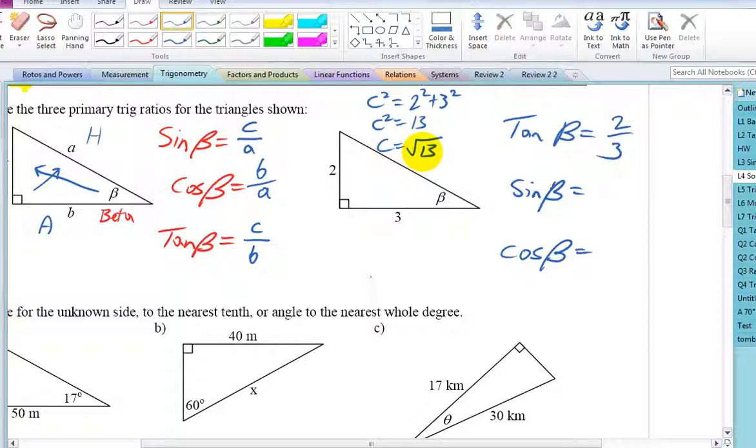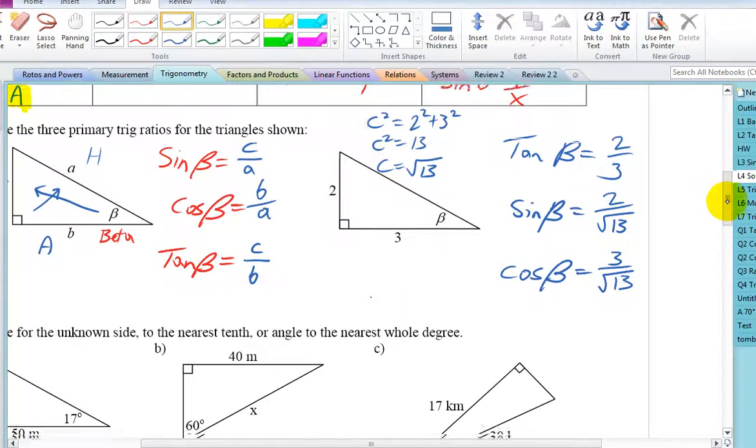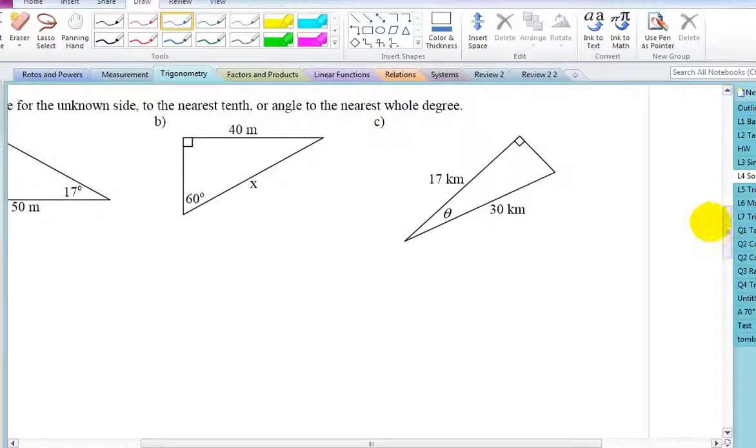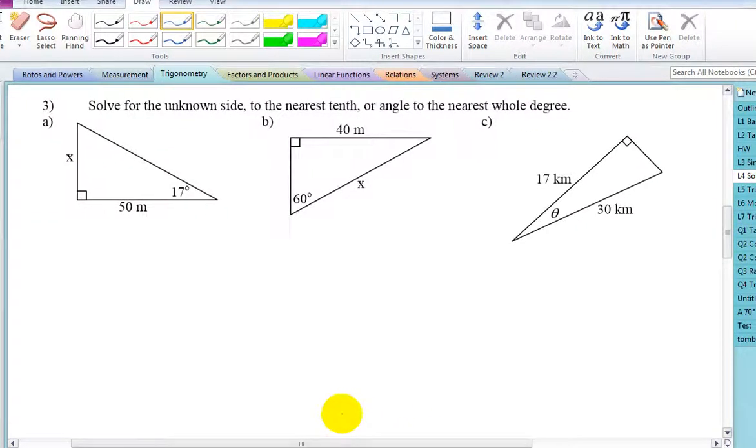Sine beta is 2 over root 13. Good. Cos beta is 3 over root 13. Good. Now, if you have an older brother or sister, they might say, "Oh, that's not right. It's not supposed to be over root 13." Don't worry about it. Just leave it. That's above us, because that is the answer we will see. Some people have older brothers and sisters they talk to about that.